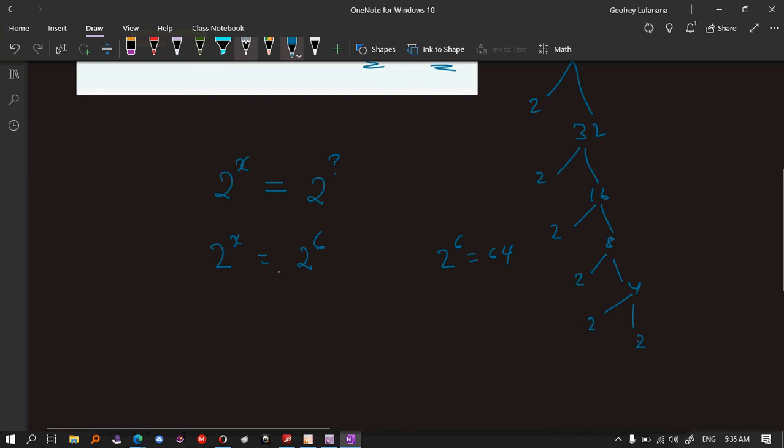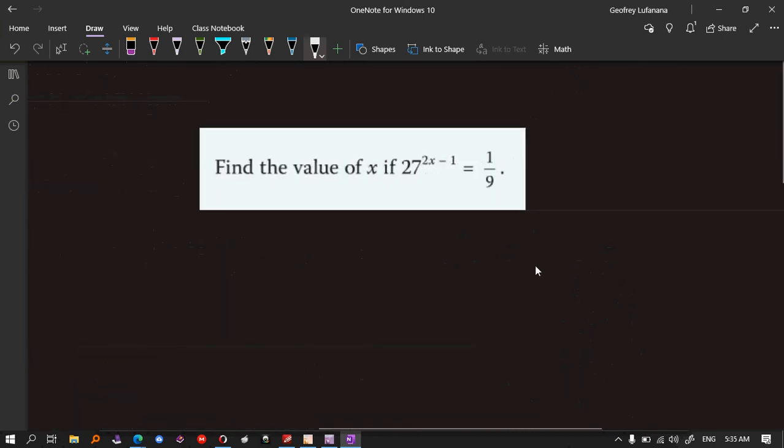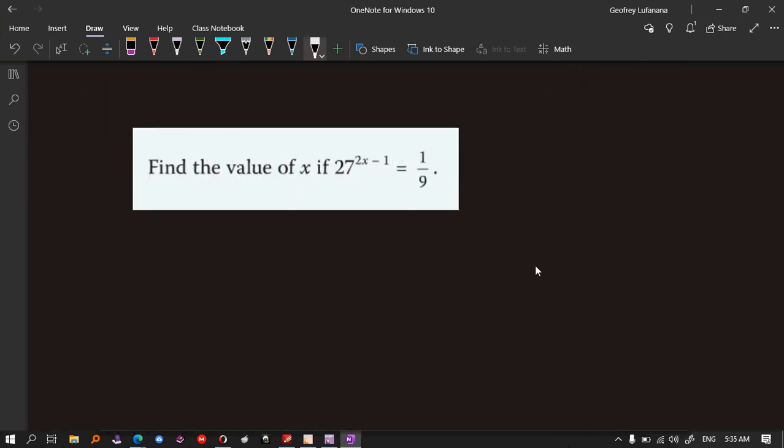Now, because I've achieved the status that they have the same bases, I can equate the powers. It means that x equals 6. Let me use a different example this time with an expression. What if we are required to find the value of x for which 27 to the power 2x minus 1 equals 1 over 9?